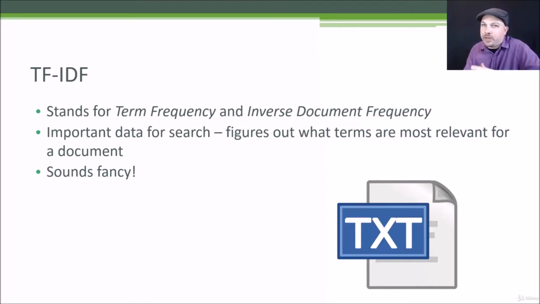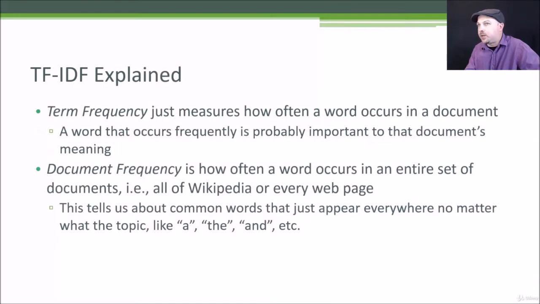And these are basically two metrics that are closely interrelated for doing search and figuring out the relevancy of a given word to a document given a larger body of documents. So for example, every article in Wikipedia might have a term frequency associated with it. Every page on the internet could have a term frequency associated with it for every word that appears in that document. Sounds fancy, but as you'll see, it's a fairly simple concept.